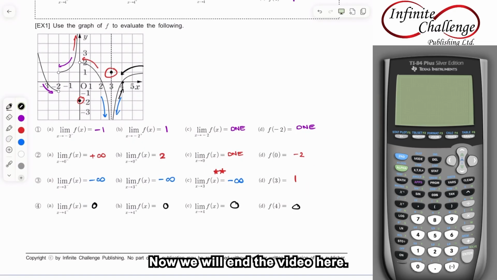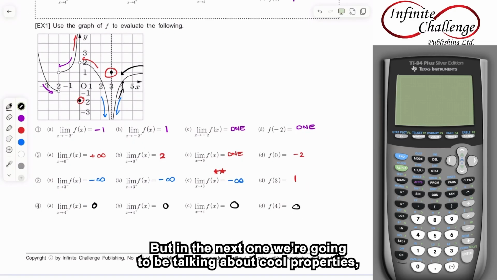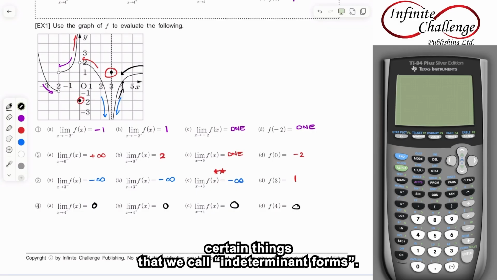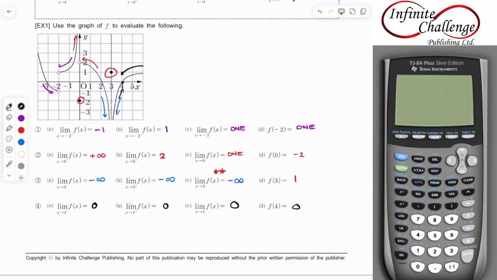Now, we will end the video here, but in the next one, we're going to be talking about cool properties about limits, awesome arithmetic tricks we can do with them, and also certain things that we call indeterminate forms. I'll see you there.